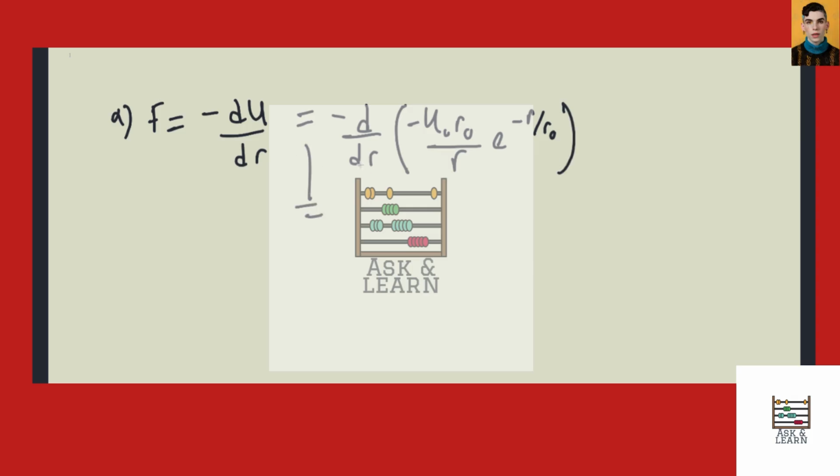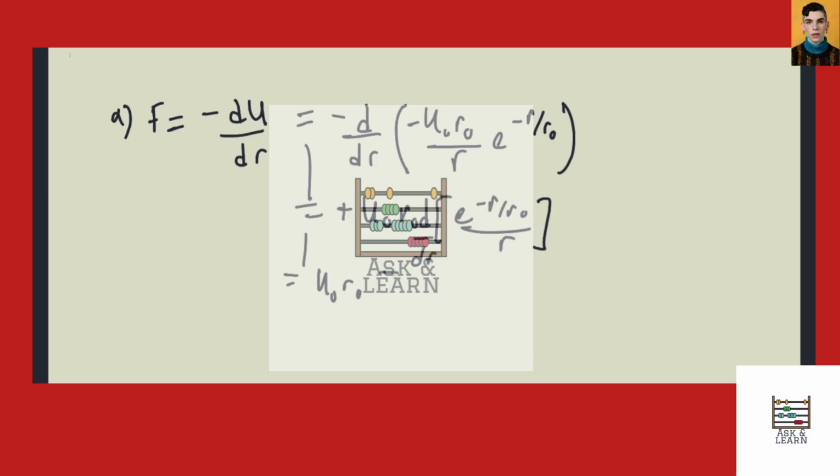We can pull out the constants to the left-hand side, and multiplying by that negative 1, you have negative U naught r naught times d/dr of e to the negative r over r naught over r. Okay, and so to solve this, we use the product rule. So what we do is we take one term constant and multiply that by the derivative of the other term and add it to the counterpart for the other term.